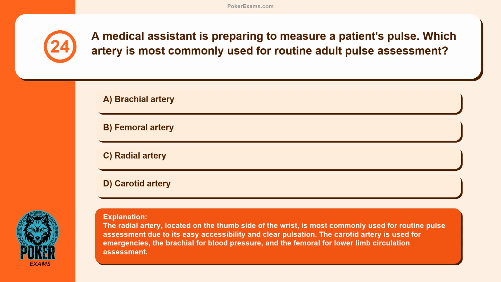The radial artery, located on the thumb side of the wrist, is most commonly used for routine pulse assessment due to its easy accessibility and clear pulsation. The carotid artery is used for emergencies, the brachial for blood pressure, and the femoral for lower limb circulation assessment.